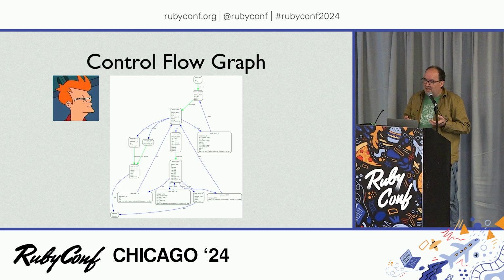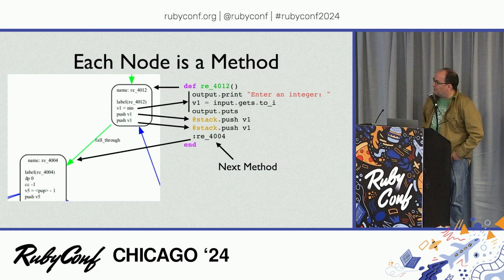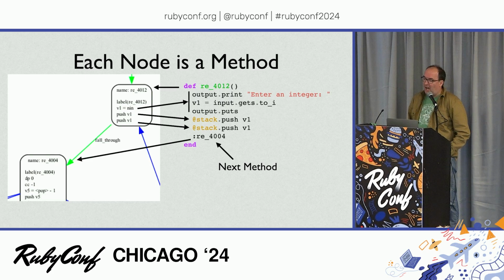The important thing here is you can see all these little lines pointing between boxes. This is all the places where flow changes. And if we zoom in a little bit on one, I gave each one a somewhat random name. I think that 4012 is its object ID. But if we look at how we transpile it, v1 equals n in for numeric input. We just print out prompting for the number, and then we get it from the IO and convert it to an integer. The pushes are pretty obvious what's happening here. And then the very last line is the next method that we have to execute.